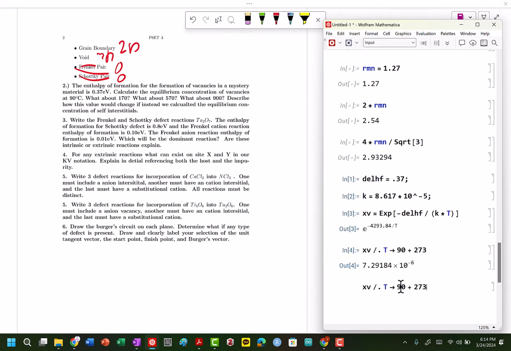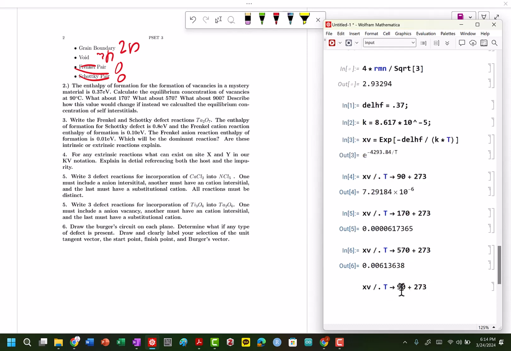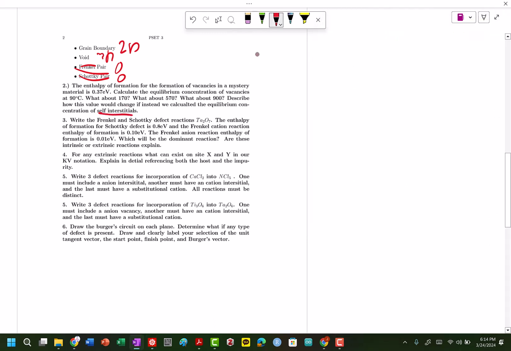What about at 170? And again, you see that exponential increase. 570, and it's quite a bit. And then finally, 900, and you can see that increase each time. How would the value change if we calculate the equilibrium concentration of self-interstitials? My delta HF for interstitials will be greater than the delta HF for vacancies. So we'd have fewer at every single temperature.